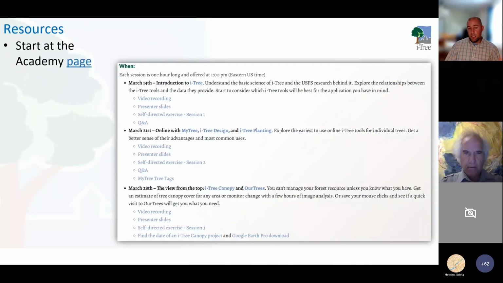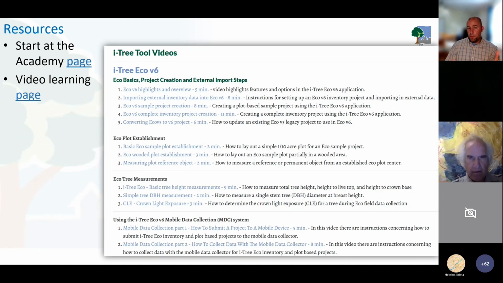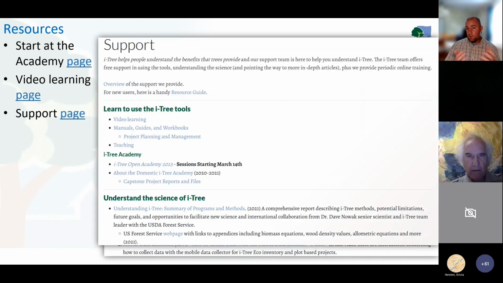As far as the resources go, there are lots more available. We know this was a really quick iTree Academy. Hopefully you found lots useful, but if you want to review anything, please do go to the iTree Academy page. There's lots there. All our slides are there. My slides with these links will be there as well. So you can get lots of information there. We also have a video learning page if you need to review how to use any of the tools, or there were parts of the tools that we didn't cover that you want to see more in depth. Check out that video learning page. We also have a support page, which leads you to all the manuals and also projects that other folks have done.